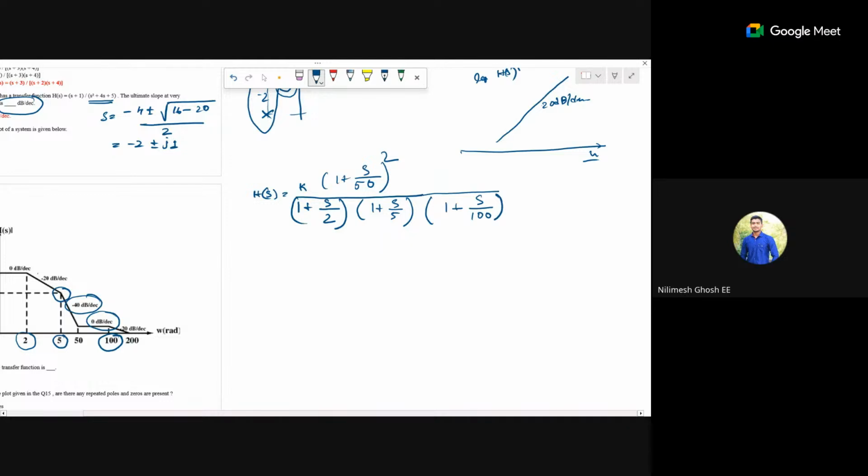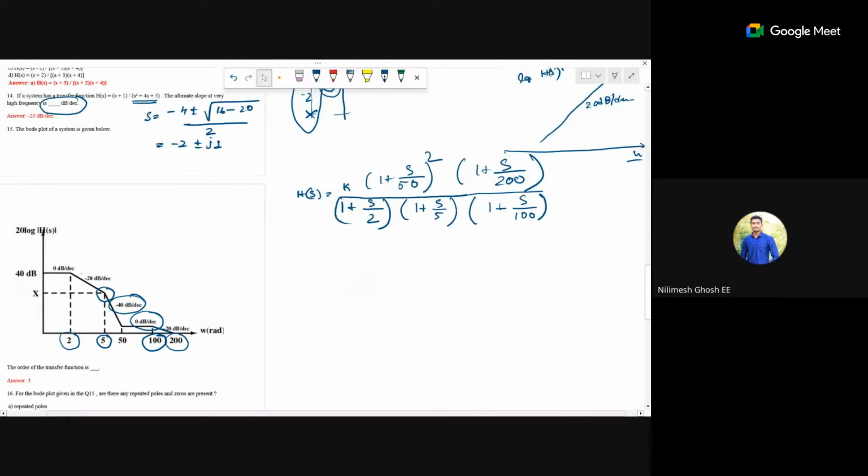Okay. So this was minus 20 dB per decade, and now it became 0 dB per decade. So obviously at omega equal to 200 there will be another zero. 1 plus s by 200, the whole square? No, not whole square, only one, not the whole square.